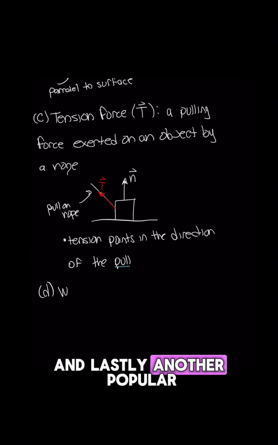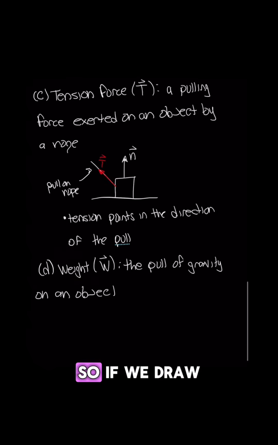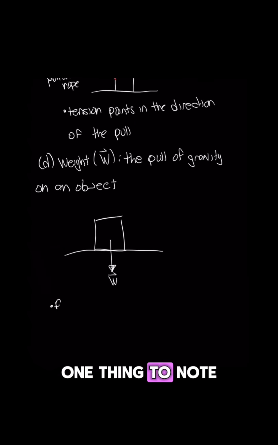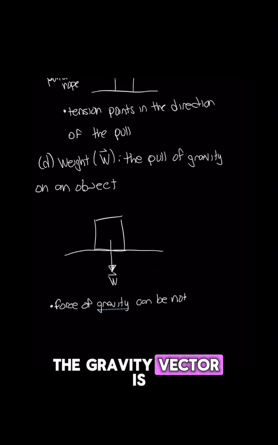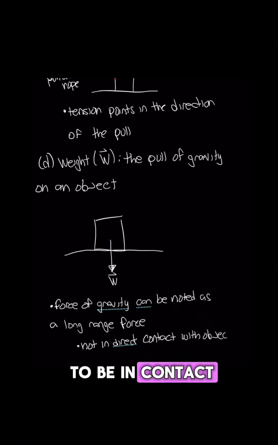And lastly, another popular force is the weight force, and that's the pull of gravity on an object. So if we draw an object, we can draw the vector of weight going down. One thing to note on this is that the gravity vector is actually a long-range force because it doesn't need to be in contact with the object.